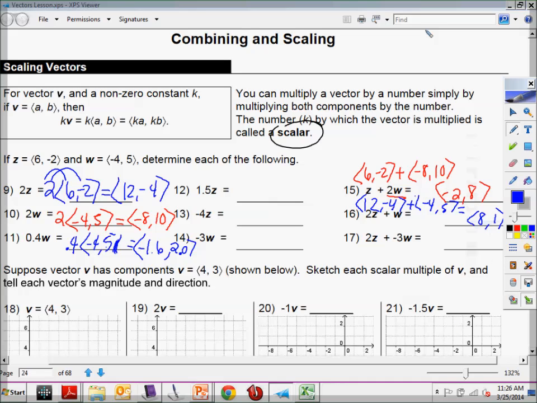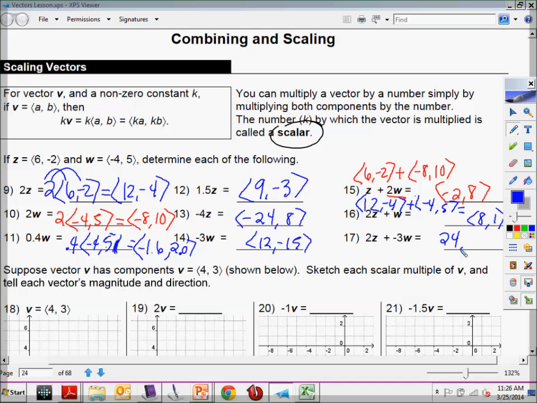All right, what was 12? 9 and negative 3. Okay, what was 13? Negative 24 and 8. What was number 14? 12, negative 15. All right, what was number 17? 24 and negative 9.